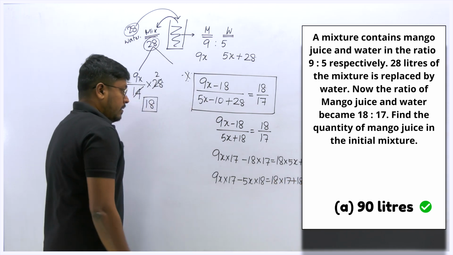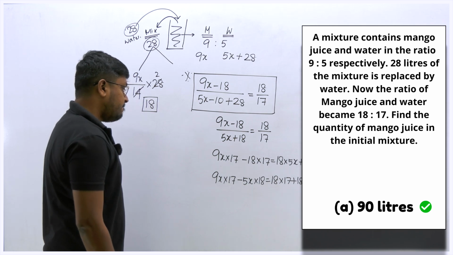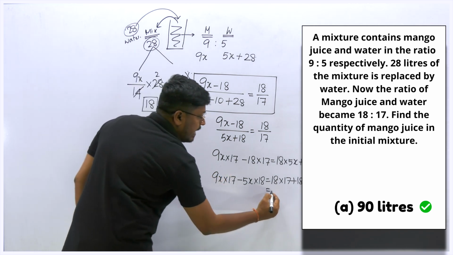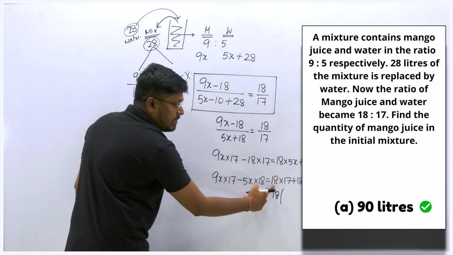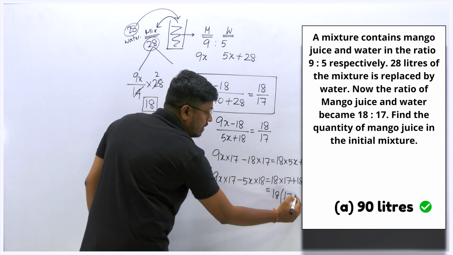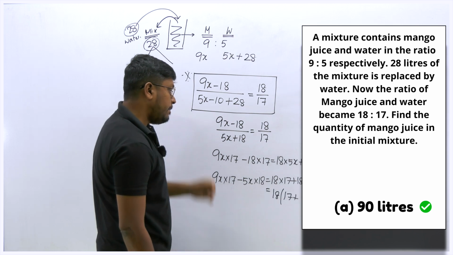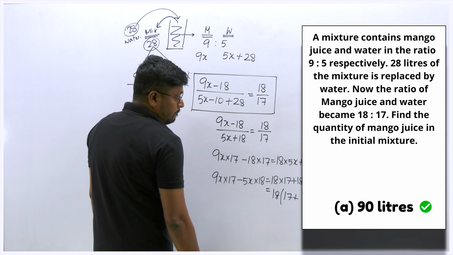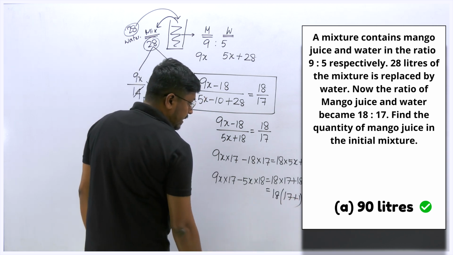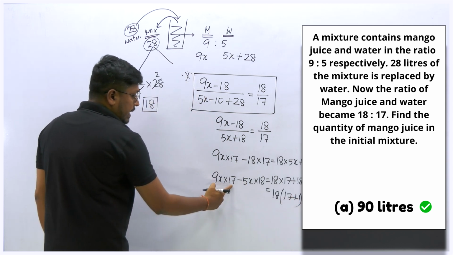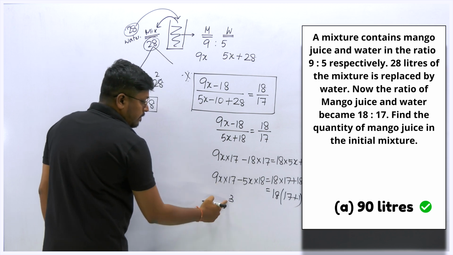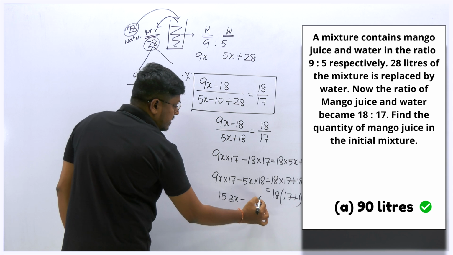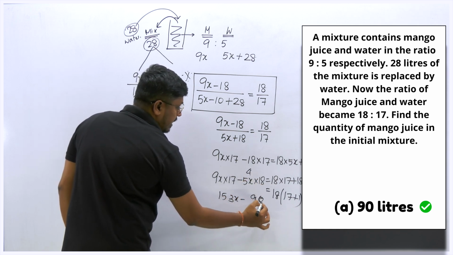So now this will be, okay, 9 sevens are 63. We can take 18 outside here. When you take 18 outside here, the result will be 17, right? And this will be 1 times 18 again. So 18 into 18, 17. This will be 5x. 9 sevens are 63. 153x minus, 8 5s are 40, remaining will be 4, 90x.